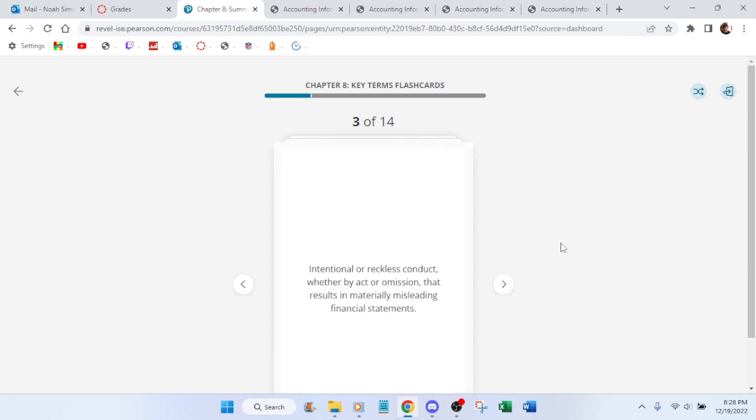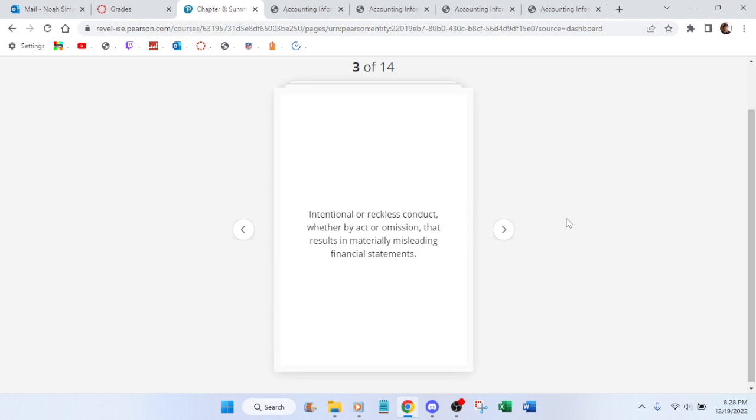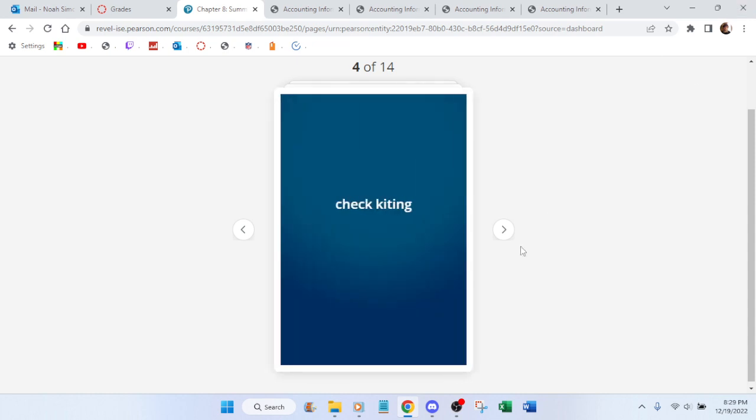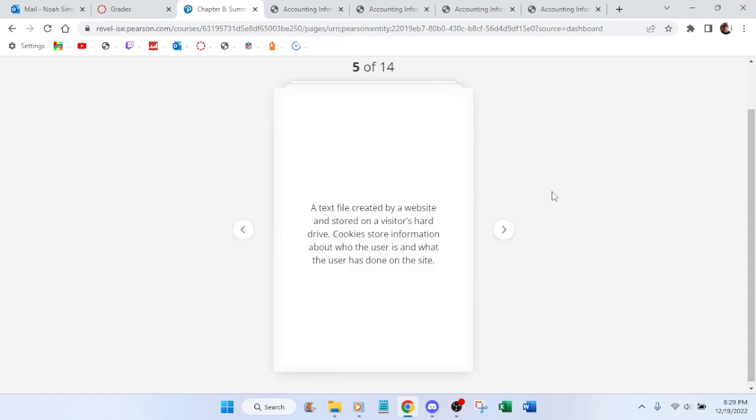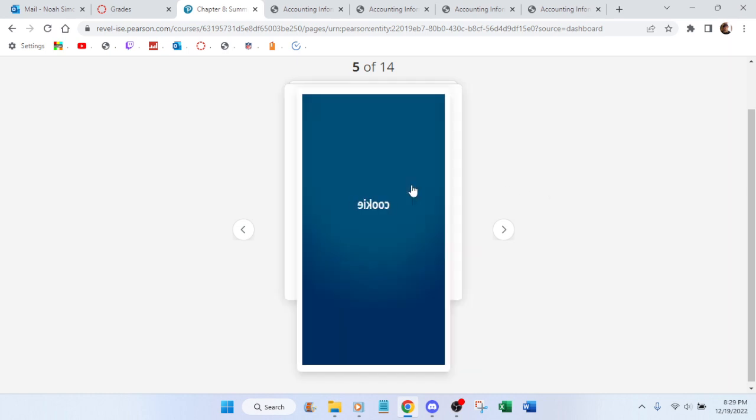Intentional or reckless conduct, whether by act or omission, that results in materially misleading financial statements. Fraudulent financial reporting. Creating cash using the lag between the time a check is deposited and the time it clears the bank. Check kiting. A text file created by a website and stored on a visitor's hard drive can store information about who the user is and what the user has done on the site.